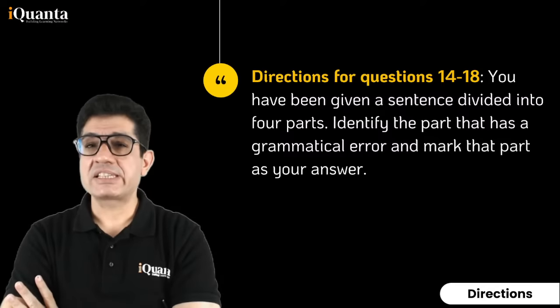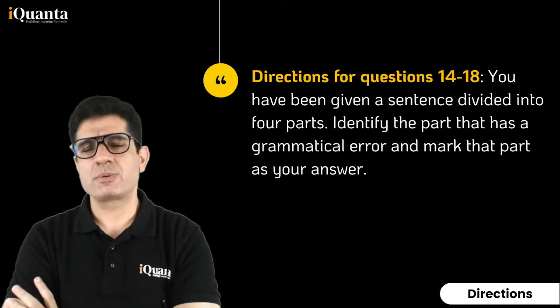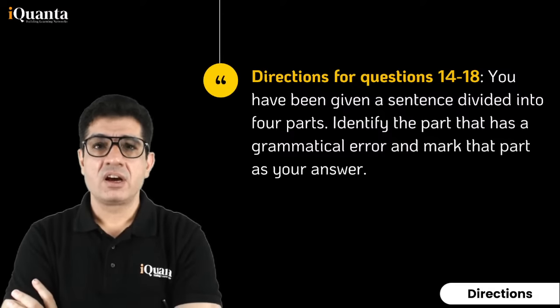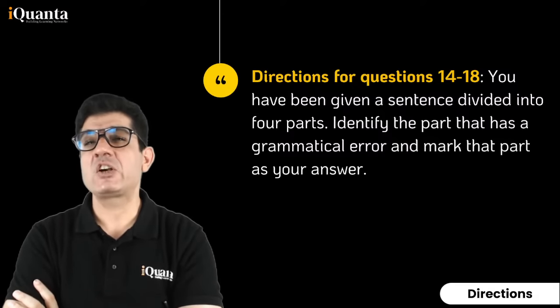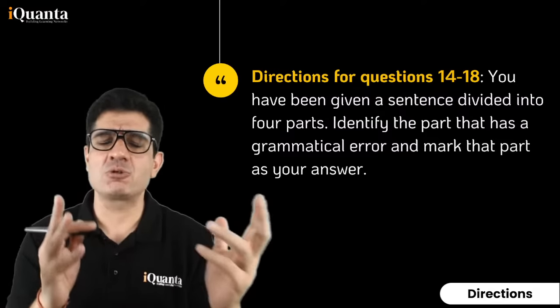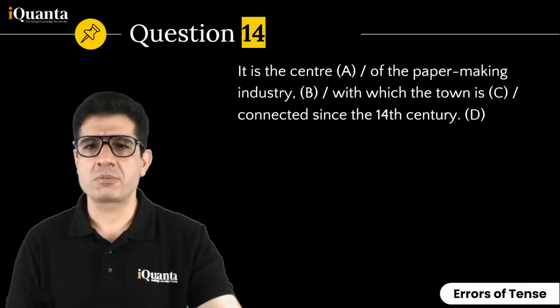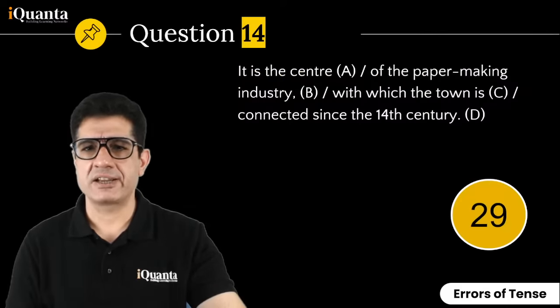So far there was a sentence that was divided into 3 parts. Fourth was no error. This time around, you won't have an option called no error, which means that there is definitely something wrong with your sentence. You just need to go ahead and identify what. So here is your question number 14 and the clock is ticking.